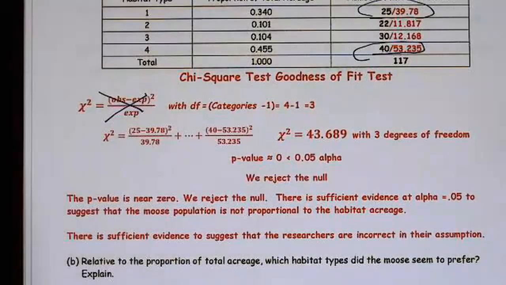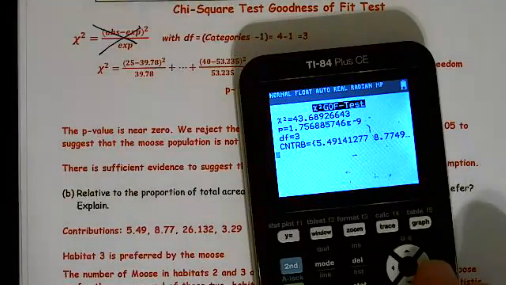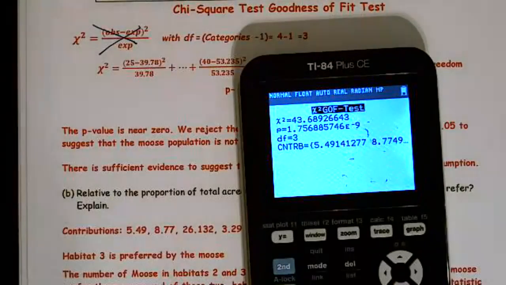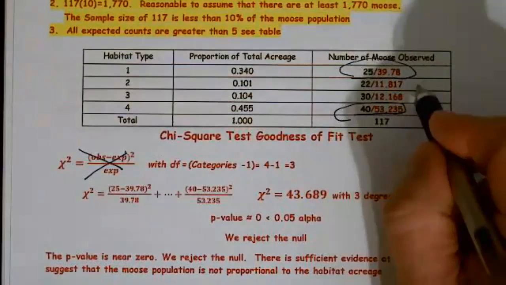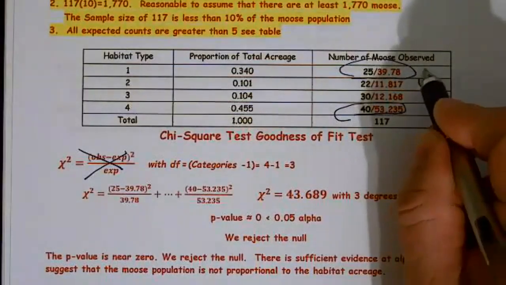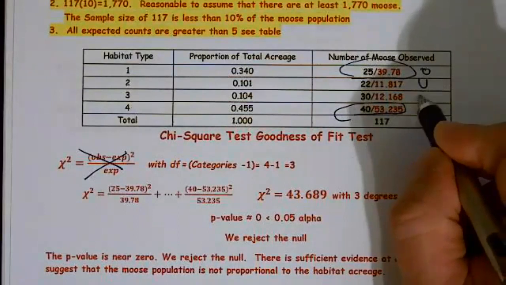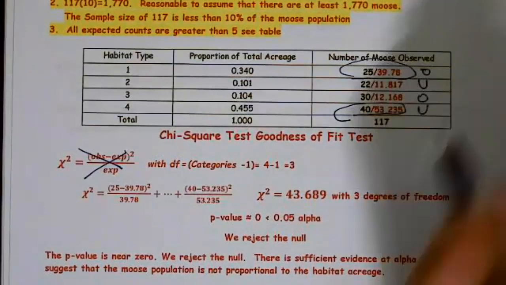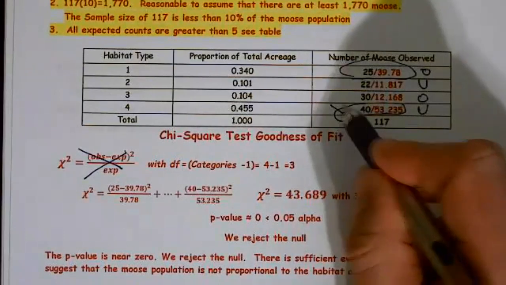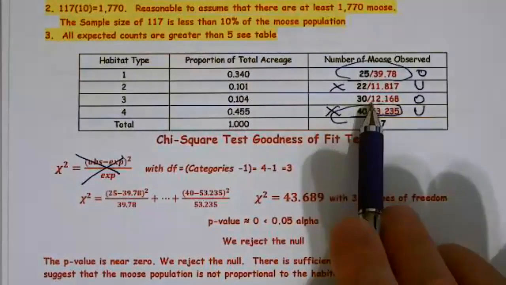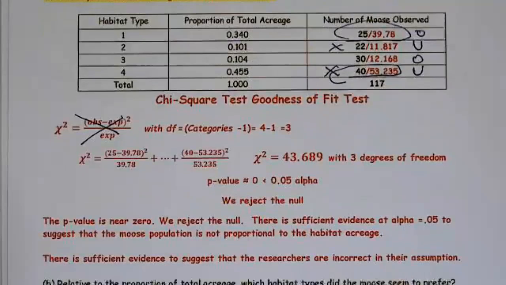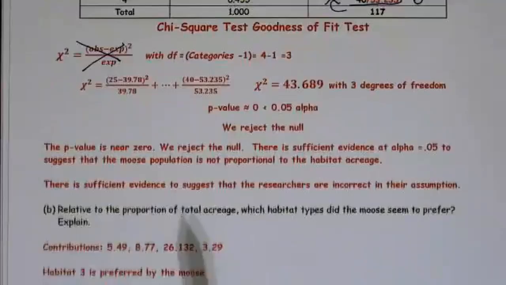And then it says, relative to the proportion of total acreage, what habitat type did the moose seem to prefer? Explain. Well, that's the CNTRB, the contributions. But to be correct, I have to be over. So this one's under, so I don't like this. That's not good. This is over. That's good. This is over. That's good. This is under. Not good. So basically, we know it can't be this one, and we know it can't be this one. I need to see which of the two that were over had the greatest positive. Those are the ones that they like the most.